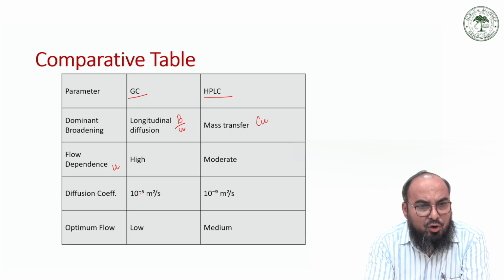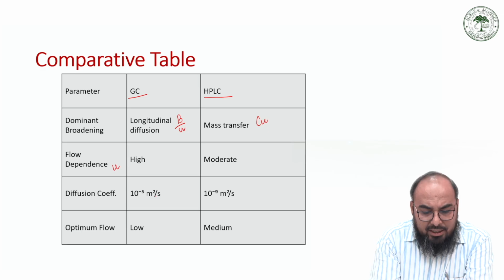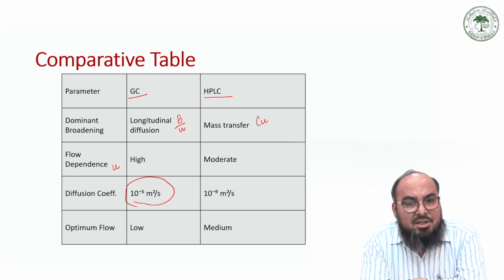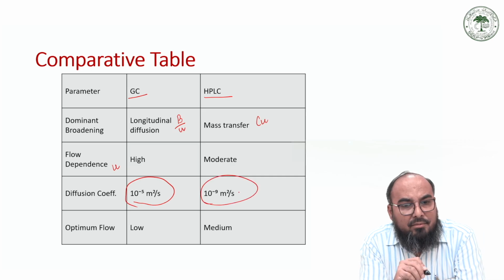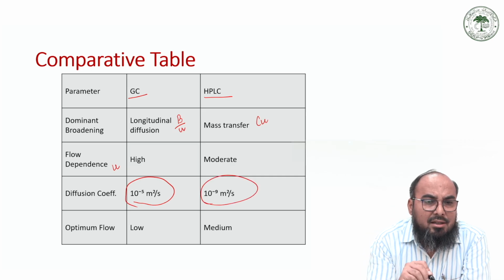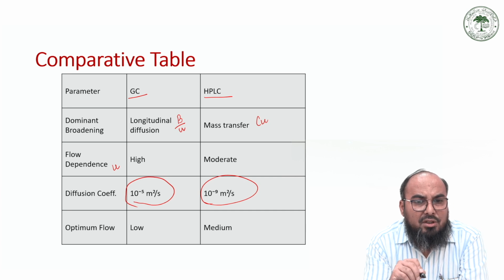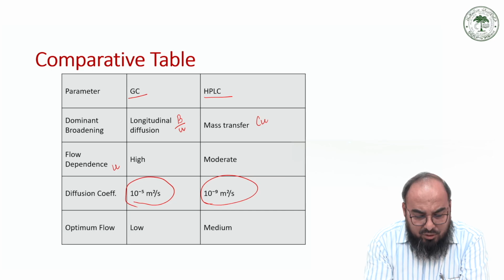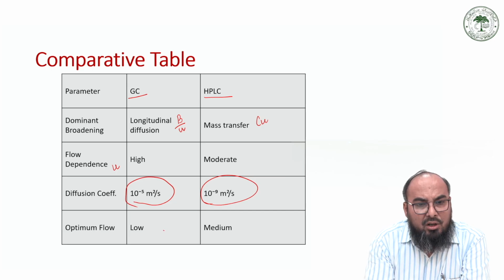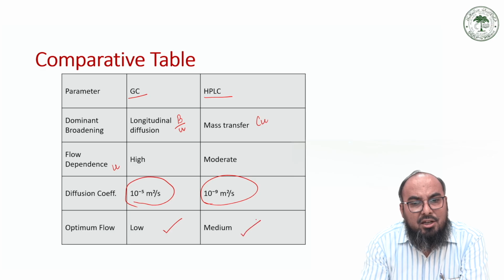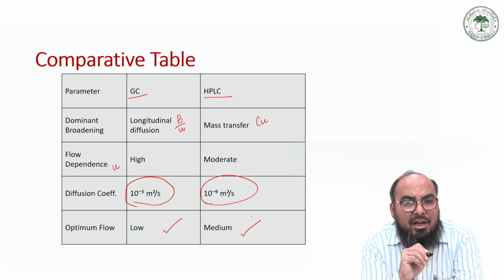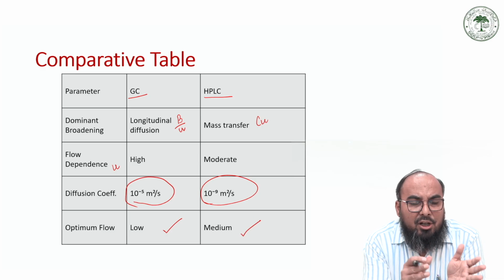Now the diffusion coefficient, that is the Dm, here is 10 raised to the power of minus 5 meter square per second, while in terms of HPLC it is further low. So what happens is that, if you are thinking in terms of your velocity, then in GC you have to keep the optimum flow towards the lower side, while in HPLC you have to keep it in the middle, that is in the middle of low and high.